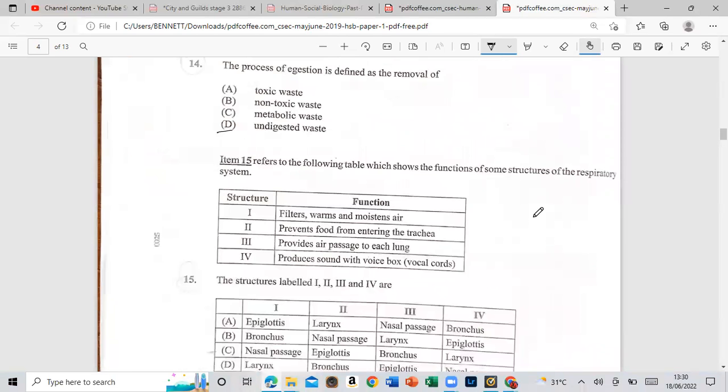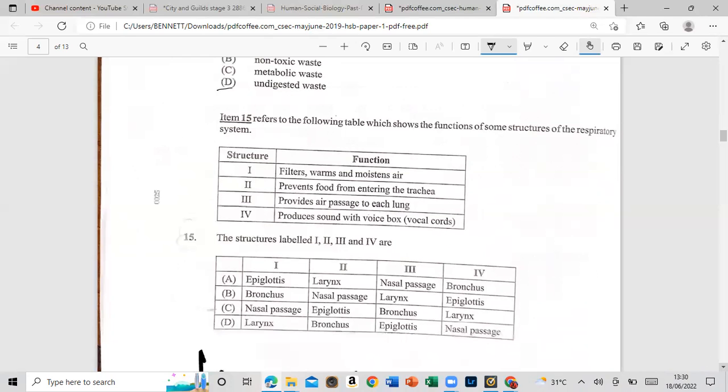The table shows the function of some structures of the respiratory system. 1, filters warm and moist air. 2, prevents food from entering the trachea. 3, provides air passage to each lung. 4, produces sound with the voice box or vocal cords. Now, this is a repeat. The structures labeled 1, 2, 3, and 4 are. I think I got it right with that one, guys. Right. So this is the nasal passage.